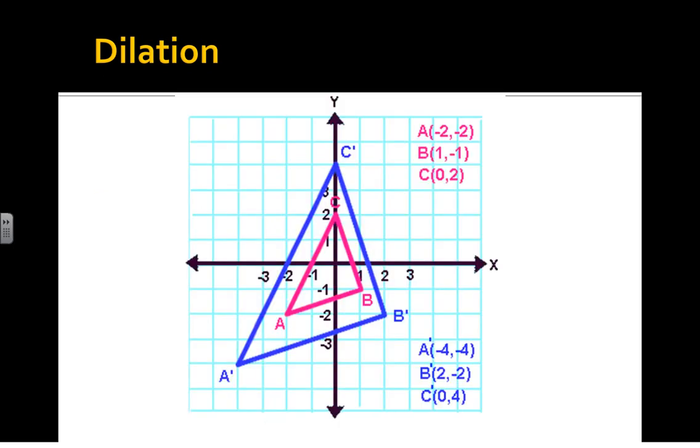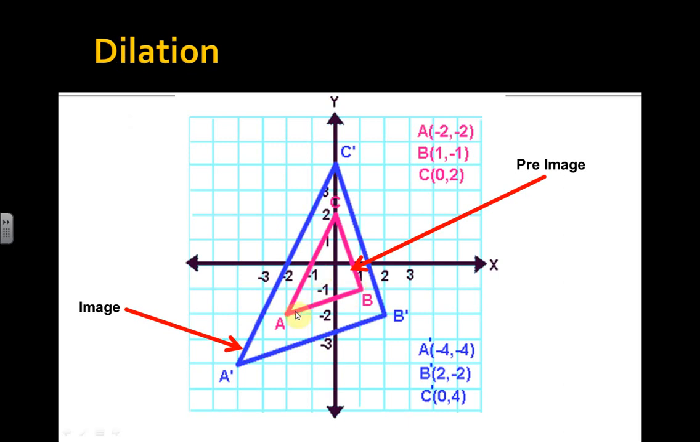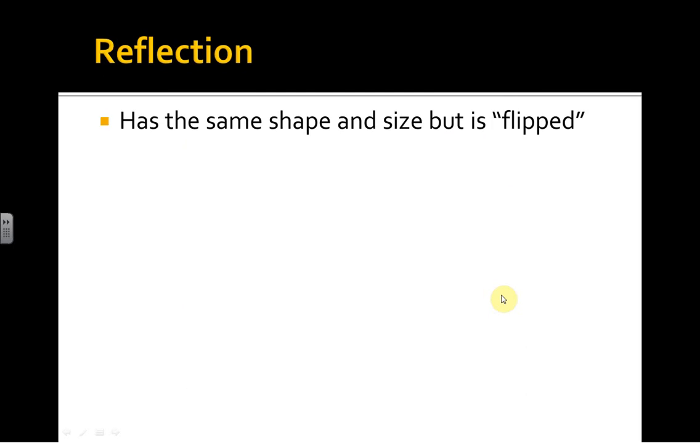Okay. So as you can see, we have our pre-image in pink and our image in blue. And again, I knew that because of the letters. And in this case, it got bigger, right? The pink got to the blue, so it got bigger. And if we look at the numbers, -2 went to -4, 1 went to 2, 2 went to 4. It got bigger by 2, so it doubled.